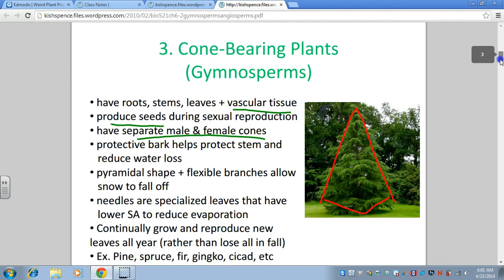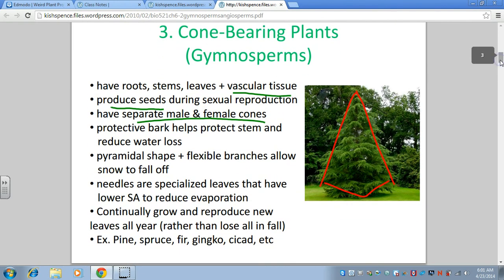So we'll take a look at the gymnosperms, the cone-bearing plants. Gymnosperms have true roots, stems, leaves, and they also have vascular tissue. They produce seeds, so that's why we called them seed-bearing vascular plants. They have separate male and female cones. Most people don't know that until they maybe take a course like this. And they have a protective bark that helps protect their stem and reduces water loss.